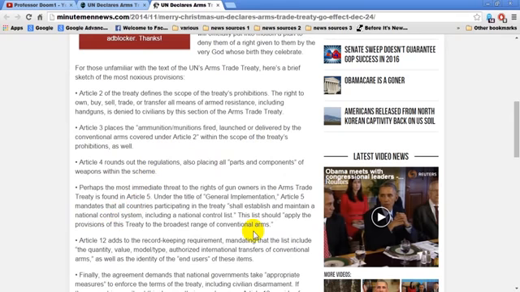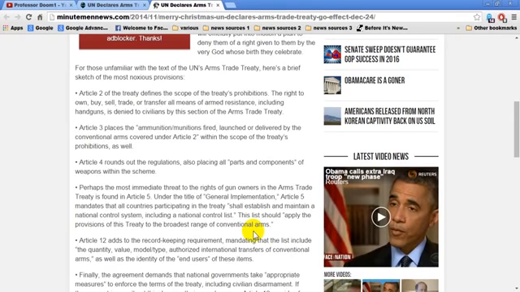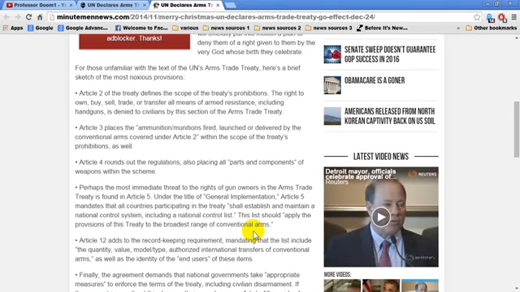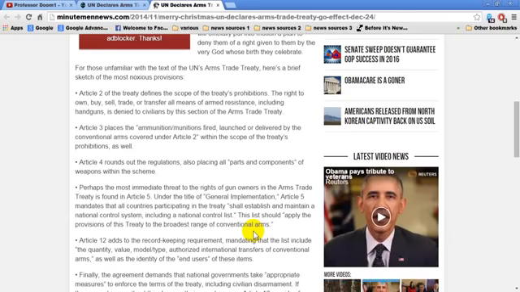Perhaps the most immediate threat to the rights of gun owners in the Arms Trade Treaty is found in Article 5. Under the title of General Implementation, Article 5 mandates that all countries participating in the treaty shall establish and maintain a national control system, including a national control list. This list should apply the provisions of this treaty to the broadest range of conventional arms. Article 12 adds to the record-keeping requirement, mandating that the list include the quantity, value, model, type, authorized international transfers of conventional arms, as well as the identity of end users of these items.